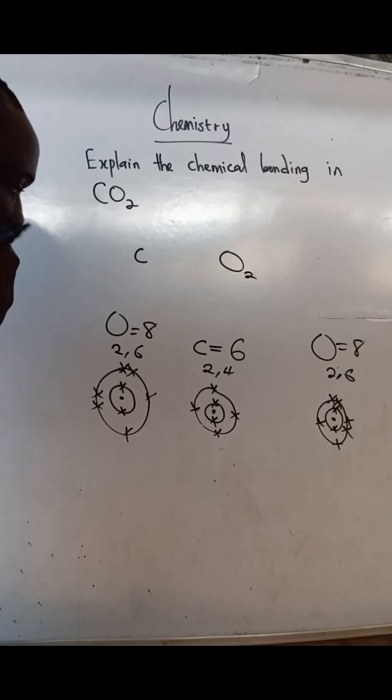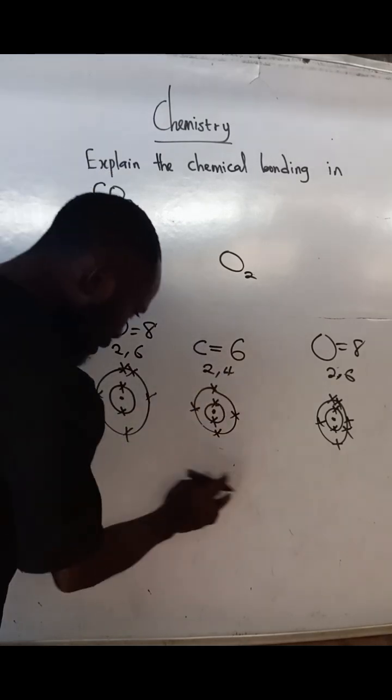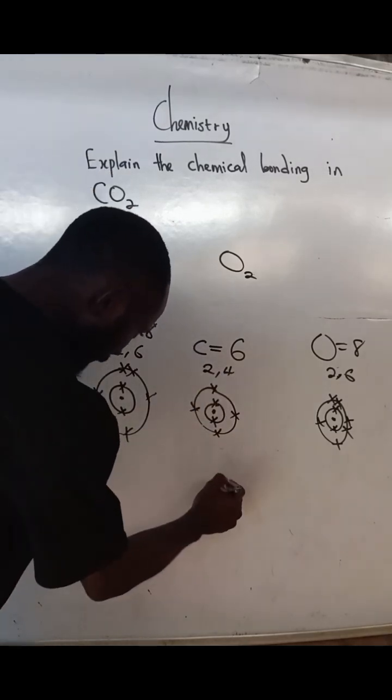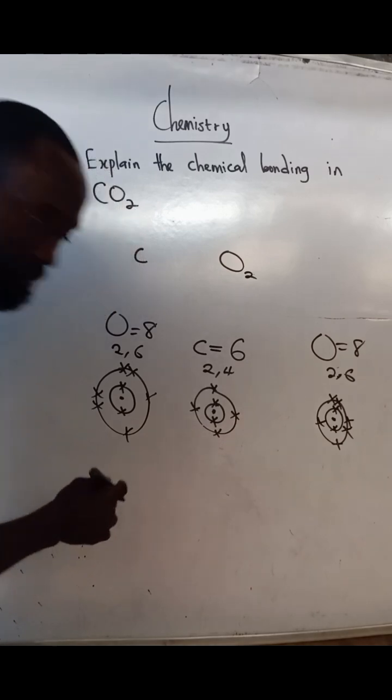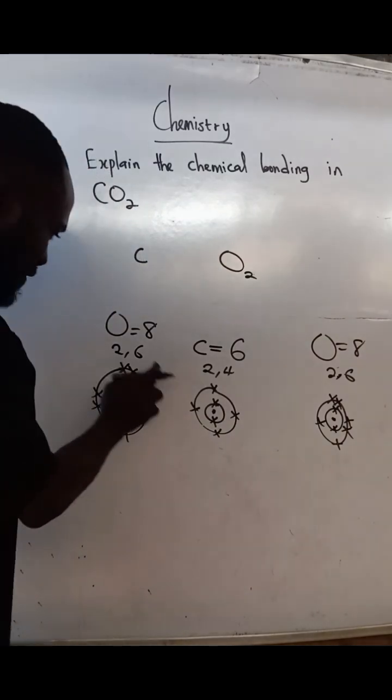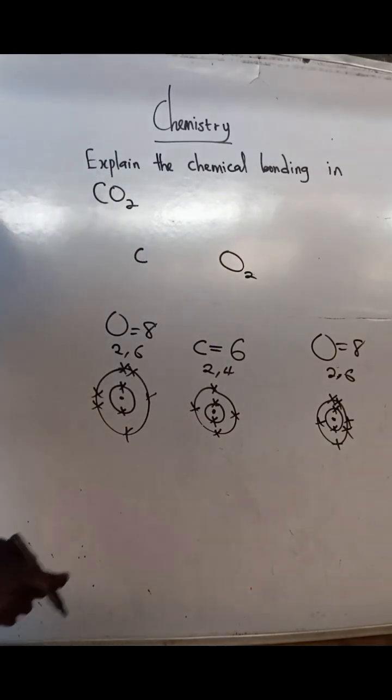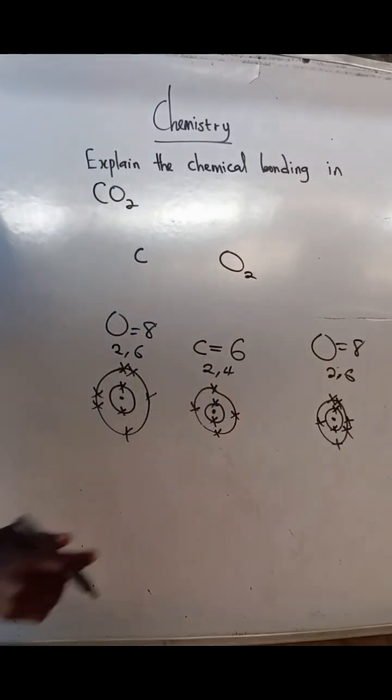How do we do this? This is how we are going to do it. You know, this is carbon, right? As your central atom is having this. Now this one is having 6 electrons in its outermost shell. This one is also having 6 electrons in the outermost shell.